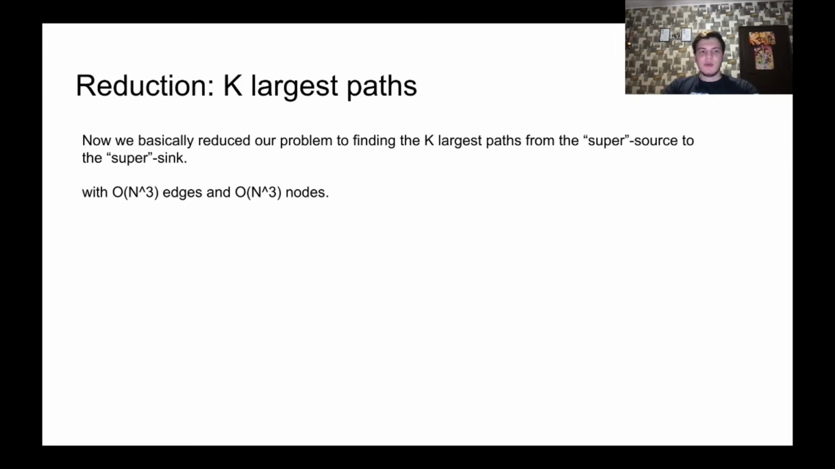We have n cube edges and n cube nodes, after we have built our graph. Obviously the graph is weighted, because otherwise the problem wouldn't have made a lot of sense. This is around 1 million or a couple of millions. So basically, we have a relatively large graph and we want to find the k largest paths in it.